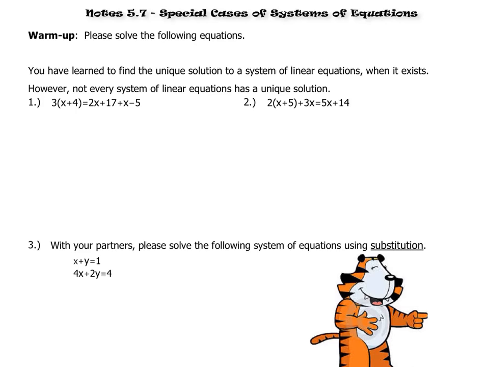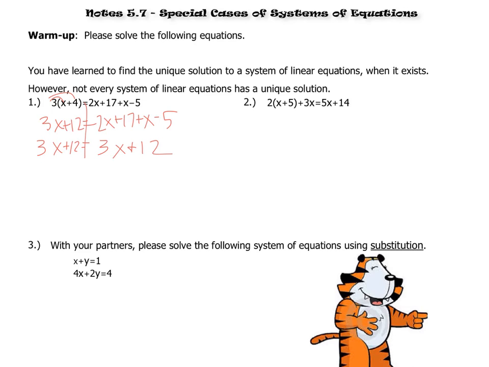So for number one, the first thing we need to do is distributive property. So it becomes 3x plus 12 equals 2x plus 17 plus x minus 5. Now we need to combine like terms on the right-hand side. So we still have 3x plus 12 on the left-hand side. On the right-hand side, we now have 3x plus 12.